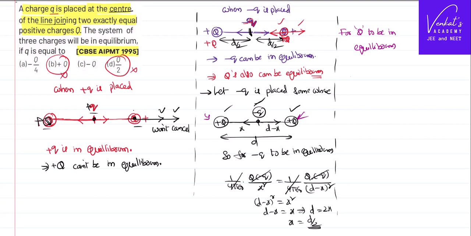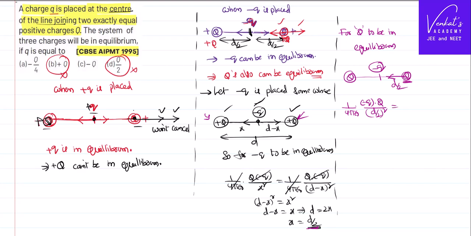So, what I have to say, plus Q, another plus Q, in between I have kept a minus q. I want to calculate the forces acting on this plus Q. On this plus Q, due to this minus q, there is a force of attraction, who is at a distance d by 2 as we have proved. How much is that? 1 by 4 pi epsilon naught, q times Q by d by 2 whole square.